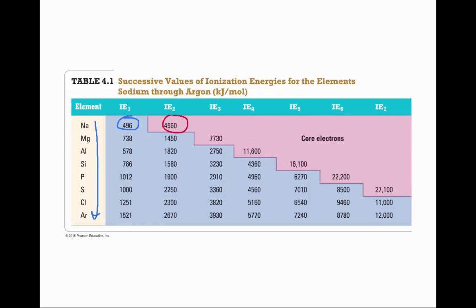In group 2, we've got 2 valence electrons before we start getting into the core. For group 3, for aluminum, we've got 3 valence electrons to remove before we start to get into the core. And you can really see a large jump between valence and core electrons in the energies needed. So just something to look at.